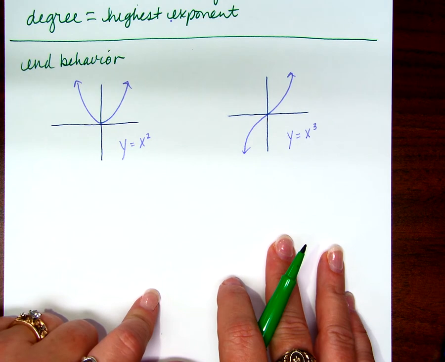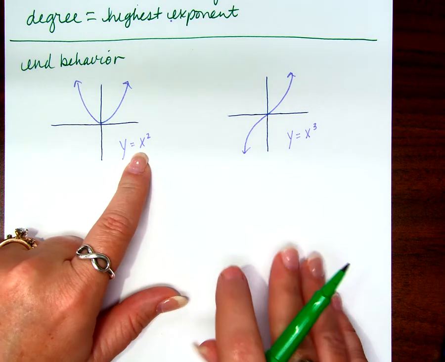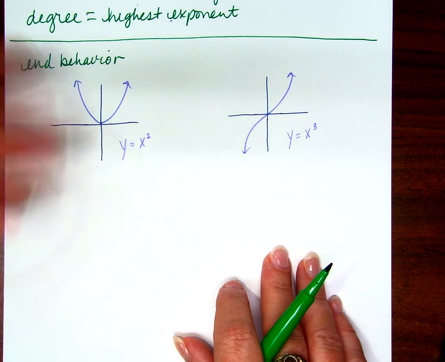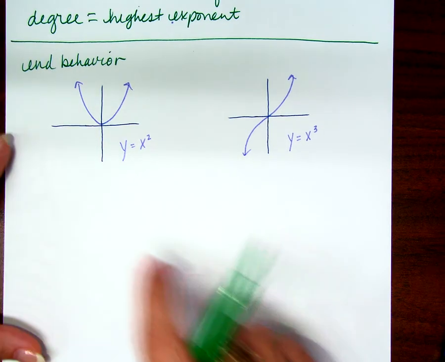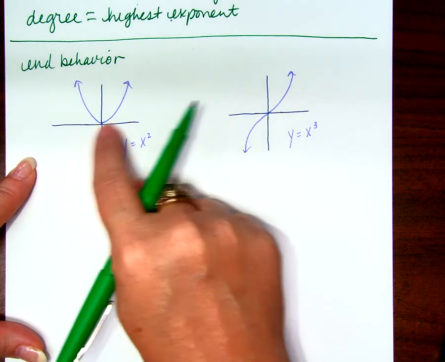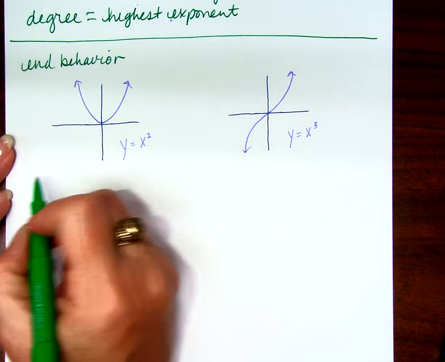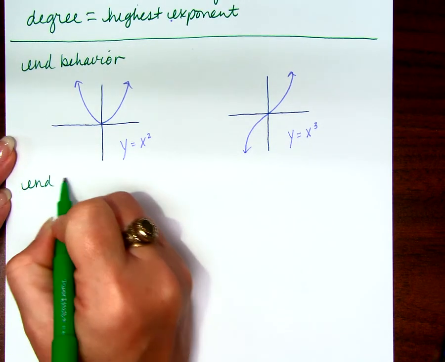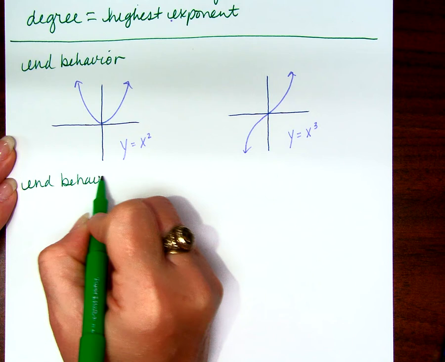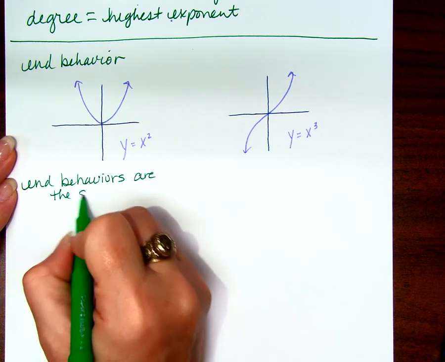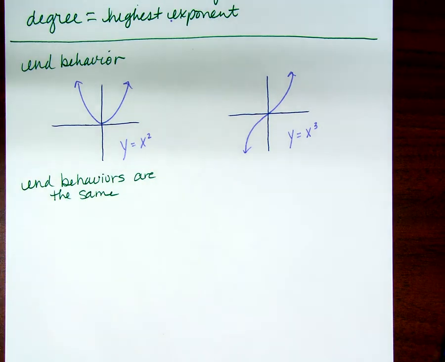Also rising. What would happen if this was actually y equals negative x squared? It would be falling, right? That's a reflection over the x-axis, so both of them would be falling, wouldn't they? So the first thing that I remember is that their end behaviors are the same. They either both rise or they both fall.